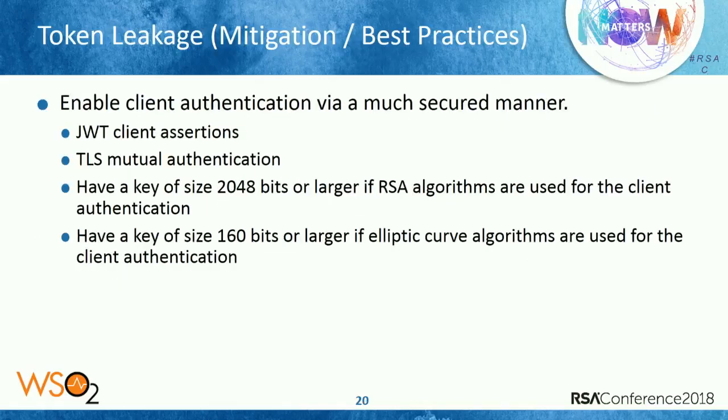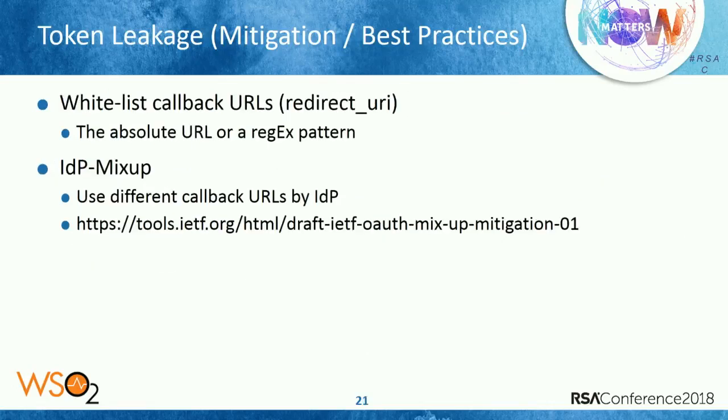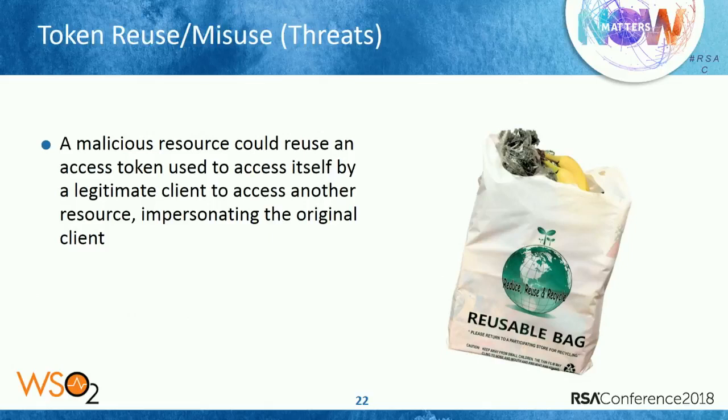And have strong authentication for the client. Rather than just using a client ID and client secret, you can use JWT or TLS mutual authentication. So these things we discussed already. Okay. The other threat vector is token reuse or misuse.